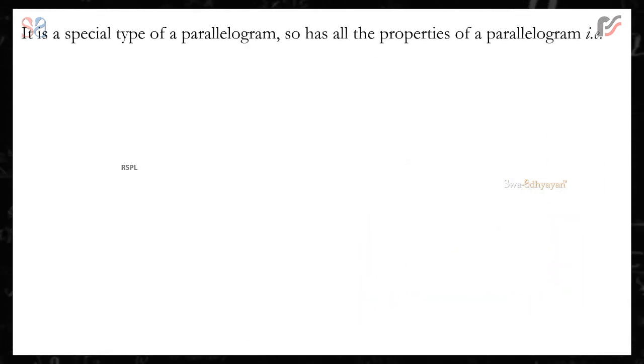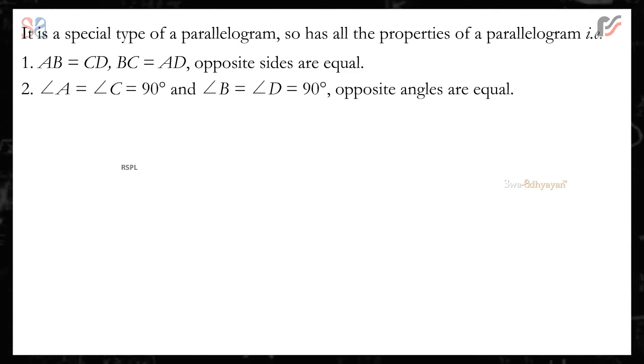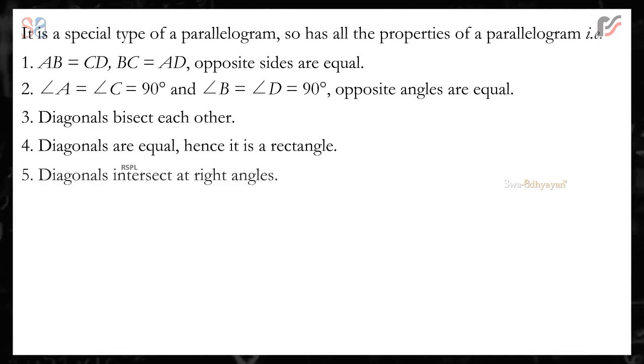It is a special type of parallelogram, so it has all the properties of a parallelogram, that is, AB is equal to CD, BC is equal to AD. Opposite sides are equal. Angle A is equal to angle C is equal to 90°, and angle B is equal to angle D is equal to 90°. Opposite angles are equal. Diagonals bisect each other. Diagonals are equal, hence it is a rectangle. Diagonals intersect at right angles.